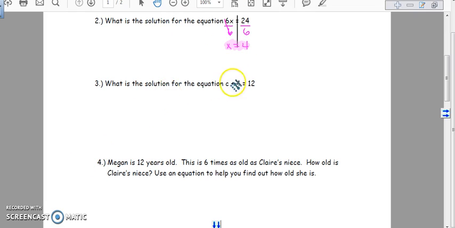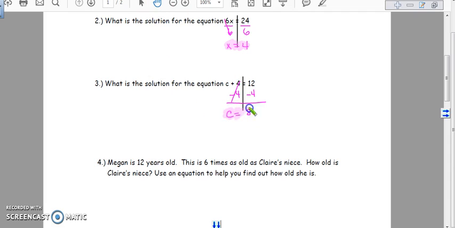Same thing. What is the solution to the equation c plus 4 equals 12? Nice and easy ones. Draw my line down the middle. I need to get rid of whatever is with the variable, which remember is a letter. So that means I have to get rid of a plus 4. How do I get rid of plus 4? Minus 4 to both sides. Those cross off. I'm left with c equals, and 12 minus 4 is 8.